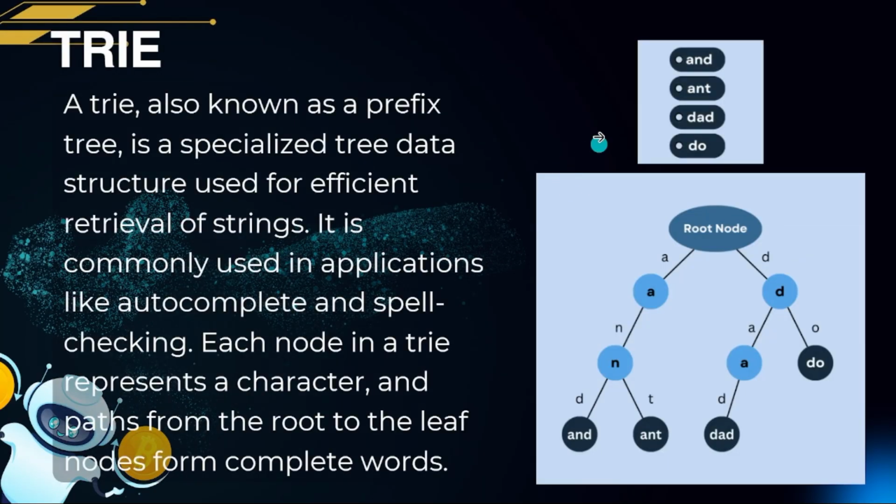A trie, also known as a prefix tree, is a specialized tree data structure used for efficient retrieval of strings. It is commonly used in applications like autocomplete and spell checking. Each node in a trie represents a character and path from a root to the leaf nodes. Nodes form complete words. For example, we have this, we have and, aunt, dad, and do.